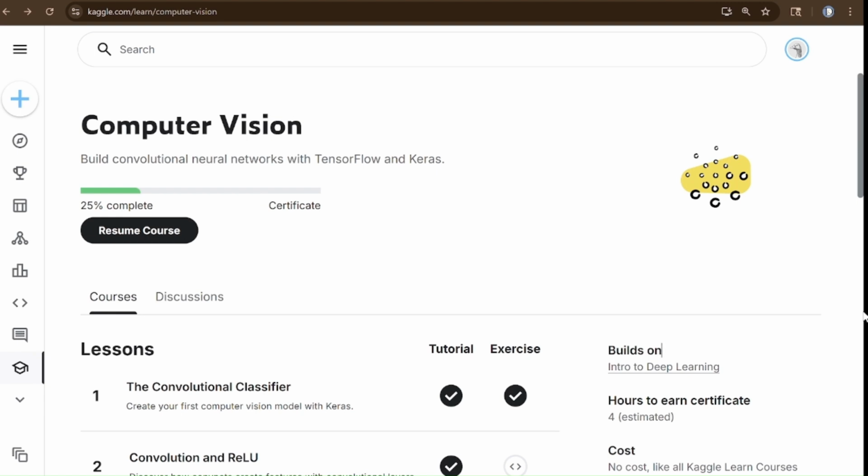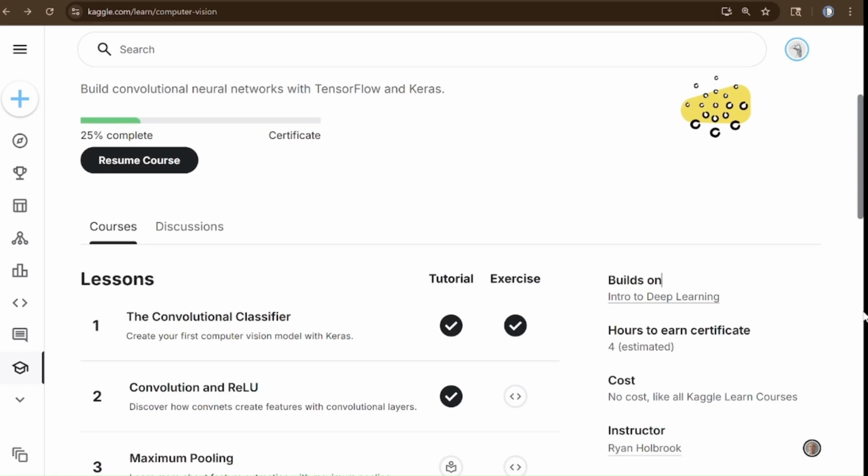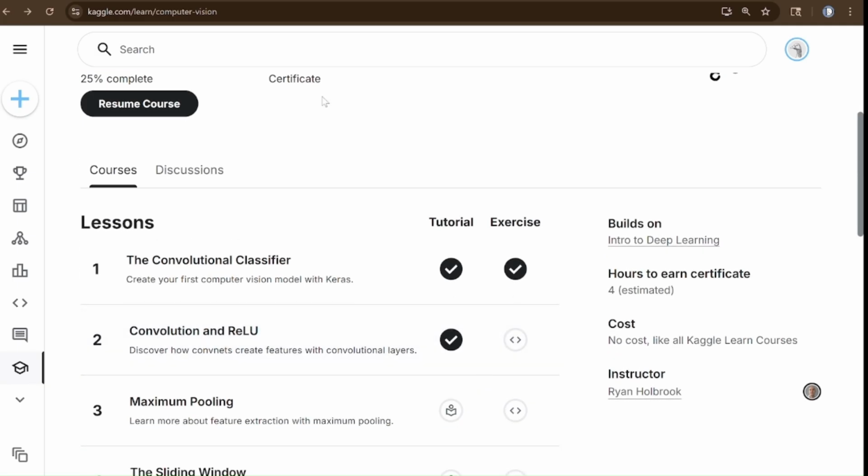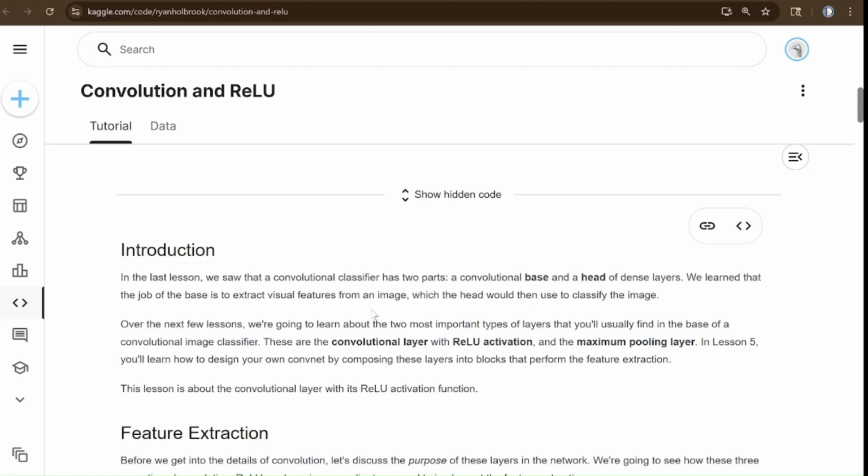Hi everyone, welcome back. In our last class we started computer vision and we completed our first chapter, the convolutional classifier. And today we are going to study convolution and ReLU. Okay, so let me first read it, then we will do the exercise.